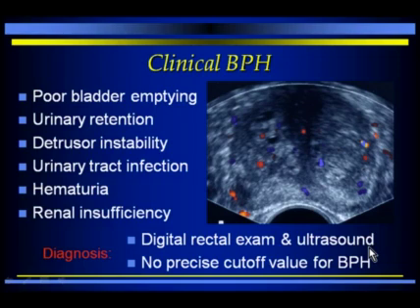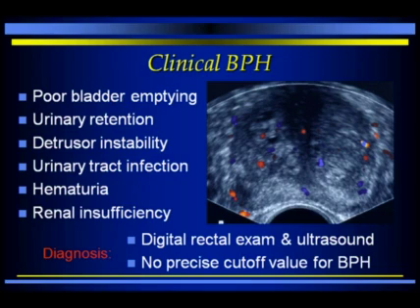So let's talk about some of these entities now. Clinical BPH is a clinical entity. You see poor bladder emptying, urinary retention, so increased post-void residual. You can see detrusor instability, so the person is not able to hold and release urine properly. It can lead to urinary tract infections because there's stasis of urine and it never empties out of the bladder. BPH can be responsible for hematuria and can also be responsible ultimately for obstruction leading to renal insufficiency.